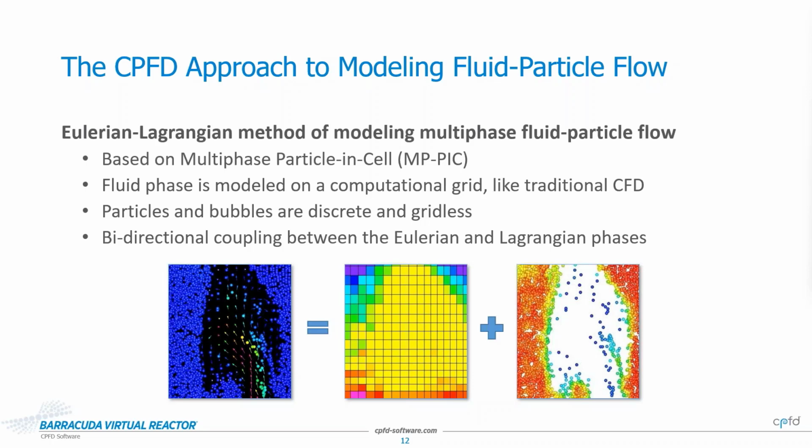The CPFD approach is bidirectionally coupled, which means that the fluid affects the particles and bubbles, most importantly via drag forces, and the particles and bubbles affect the fluid, for example, by occupying physical volume within the cells and inducing a pressure drop based on drag forces. This coupling is tight and implicit, which means that the interphase effects are accounted for in every cell and at every time step of the simulation.